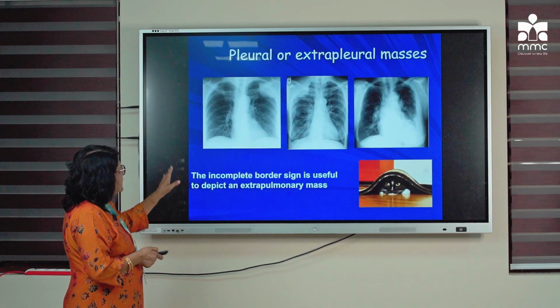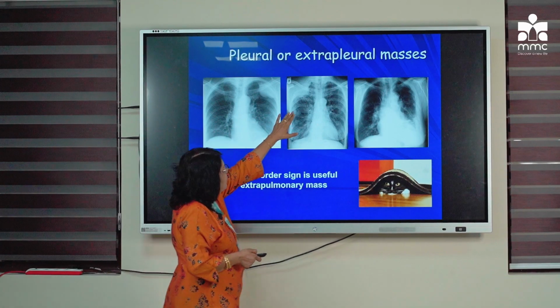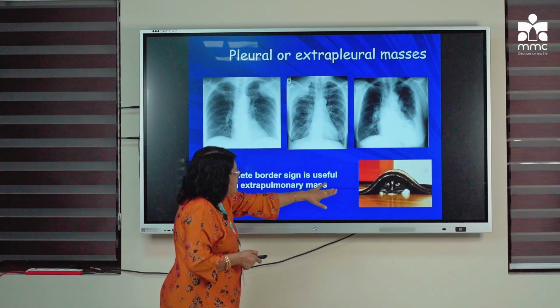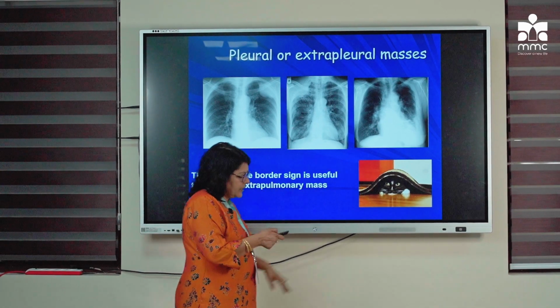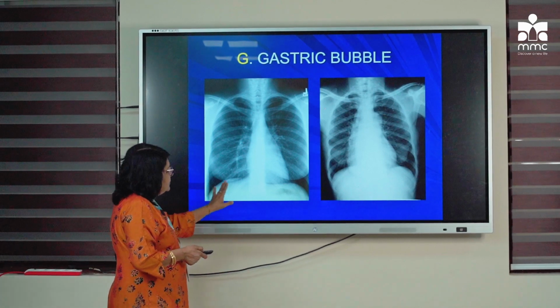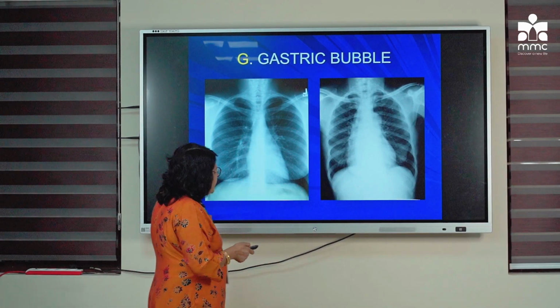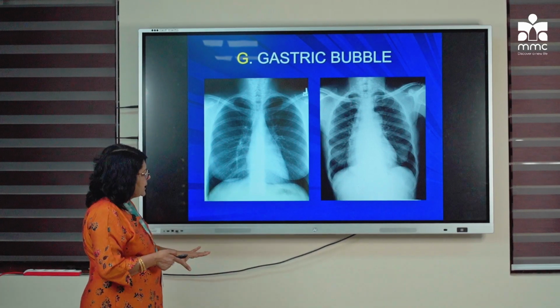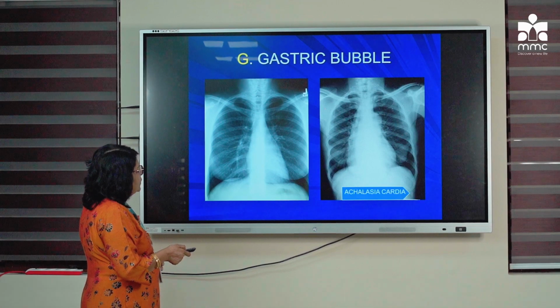Okay, so this is the pleural, as I told you. If it's pleural, you get the obtuse angle. If it's extrapleural, you get bone destruction, and this sign is called the incomplete border sign. And when the CP angle is obliterated, you have pleural effusion. Okay, so always when you read a film, try to see the gas bubble. If you see the gas bubble, it is normal. If there is no gas bubble, it indicates achalasia, or it can be a tracheoesophageal fistula also.